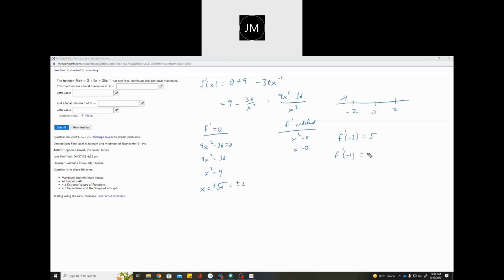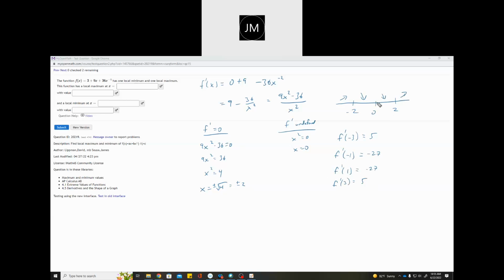And I get negative 27. It's negative, so the function's decreasing. Put positive 1 in there. Get negative 27, so it's decreasing. And then something bigger than 2, I'll put 3 in there. I get 5, so it's increasing.